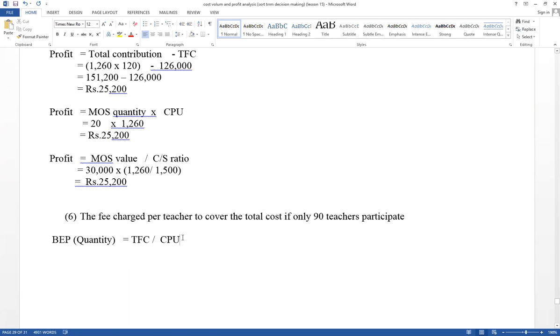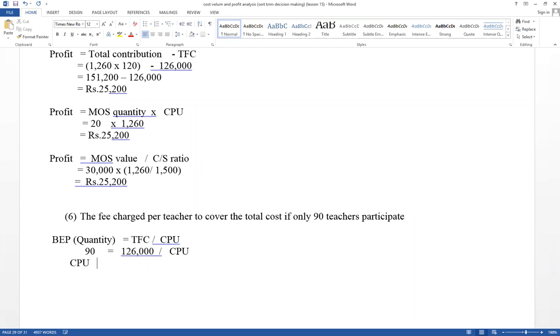Think, what is the selling price? Selling price is part of contribution per unit. Contribution per unit equals selling price minus variable cost. 90 teachers participate. Therefore, break-even point quantity equals 90. If only 90 teachers participate to cover the total cost, total fixed cost is already calculated. It has not changed. Then think about the new contribution per unit. First calculate contribution per unit. After that, think about selling price. Take this to this side, this to the other side. Simplify.